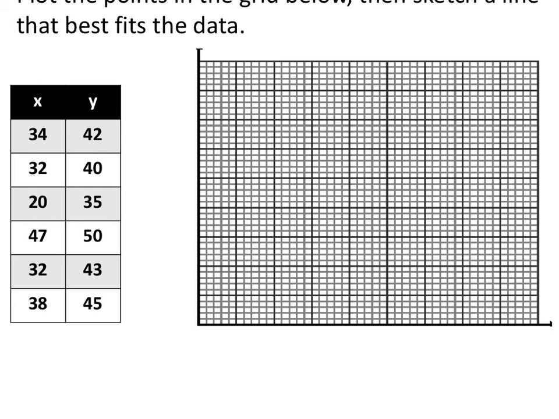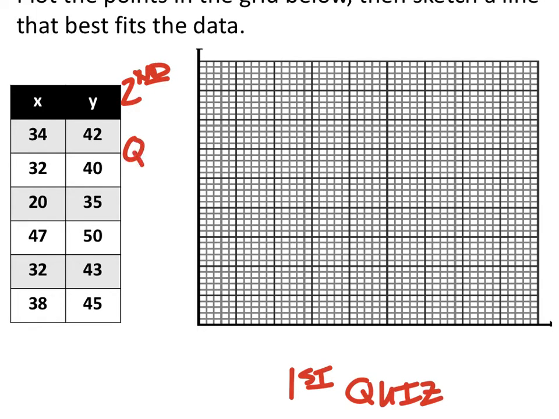Well, first of all, you've got to label your axes no matter what. So the X axis is the first quiz, which is the X values. It shows there, first quiz score. And then the Y-axis will be the second quiz. I think these are quizzes. So at least we have it labeled now.